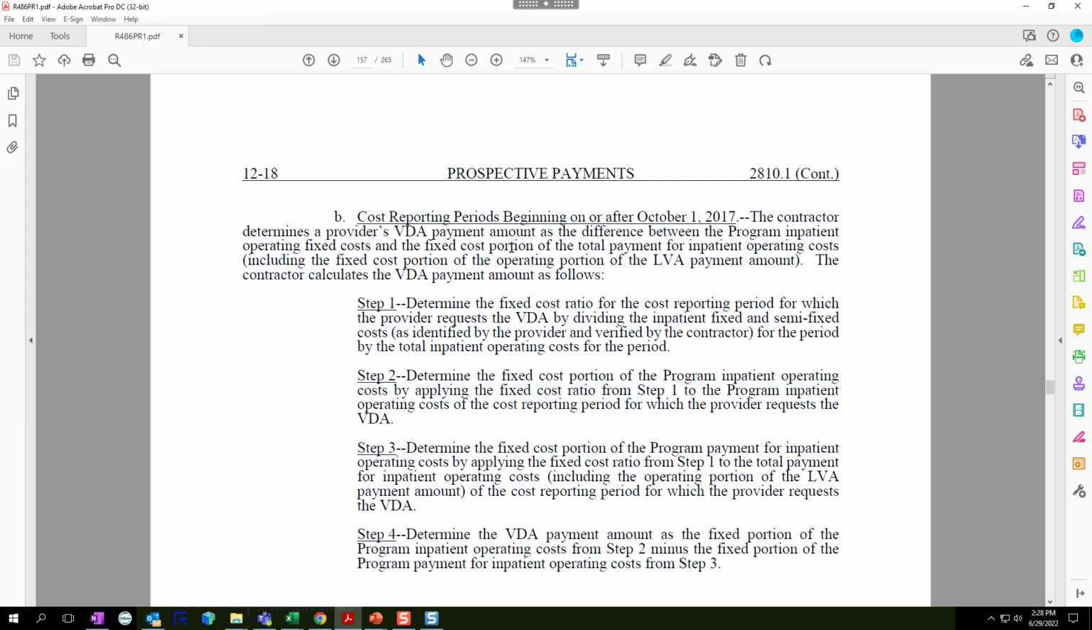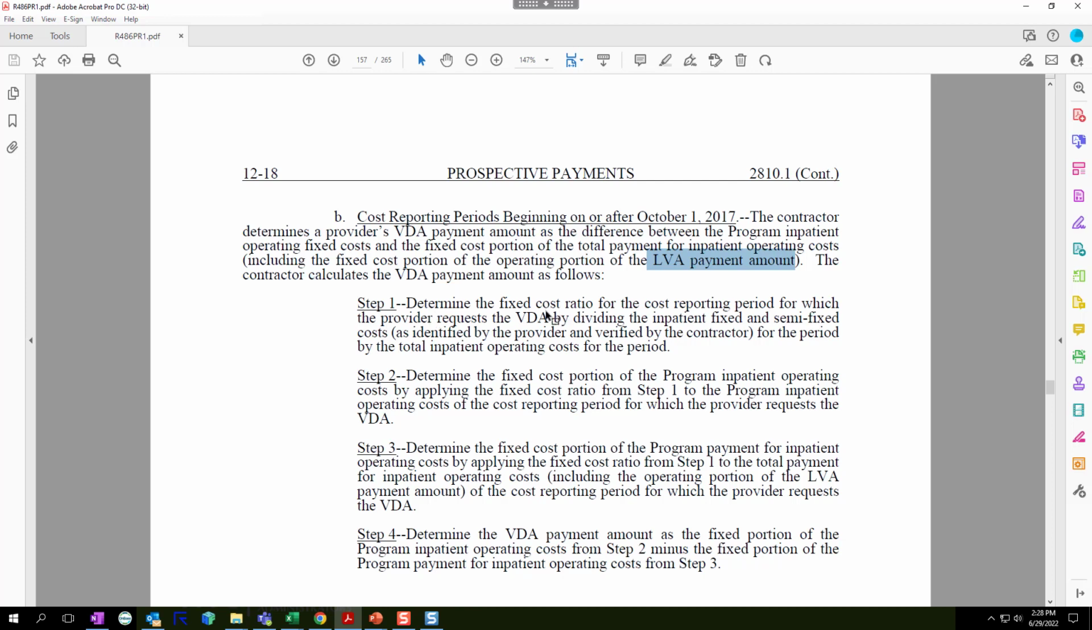And the fixed cost portion of the total payment for those inpatient operating costs, which would be, again, the low volume adjustment. That would be included. The outliers would be included, all of that. So the idea is we're comparing apples to apples there. So this calculation is new for the 10/1/17 and after.